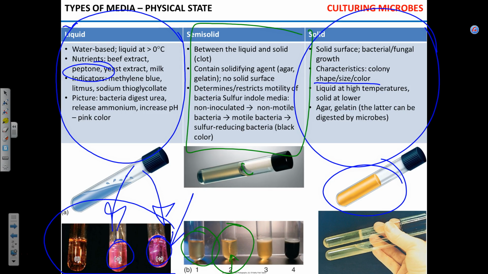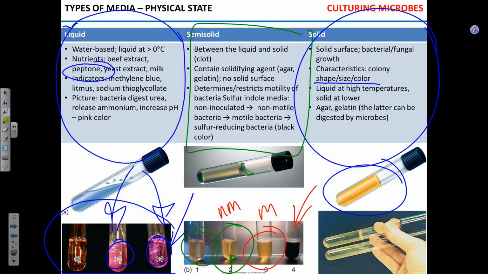Okay? Now microbes that can move will leave no trace, but instead they will make the whole medium turbid, cloudy. They will spread through the whole clot. Make sense? So here you see motile and non-motile. You may ask, what is that?